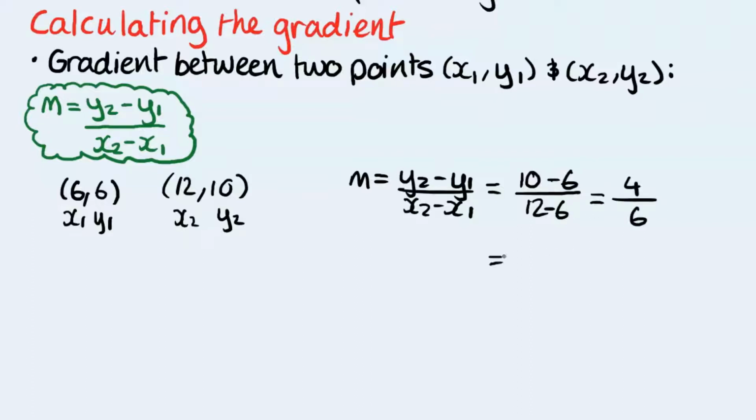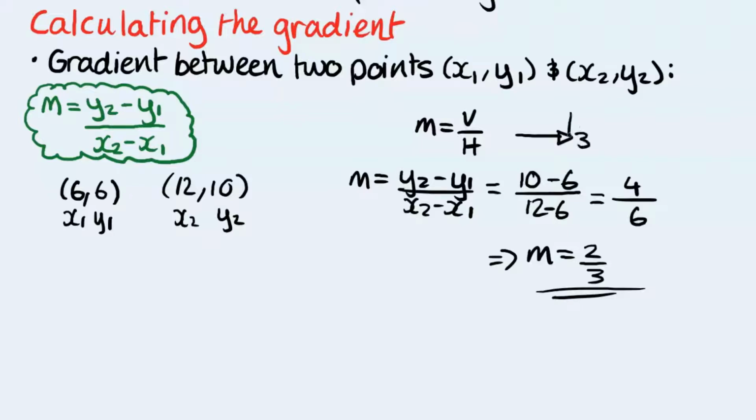Can we simplify that? Well, yes we can. This will come down to m is equal to 2/3, okay? So that's our final answer. So if you think about it like the staircase, right? So m is equal to vertical over horizontal. What this is saying is I'm going to go across 3 units and I'm going to go up 2 units, okay? So just think about it like a staircase, right?